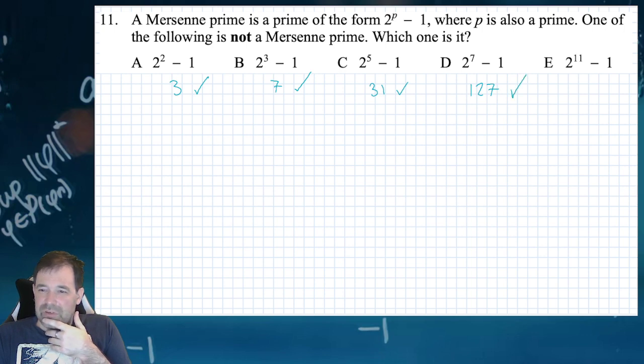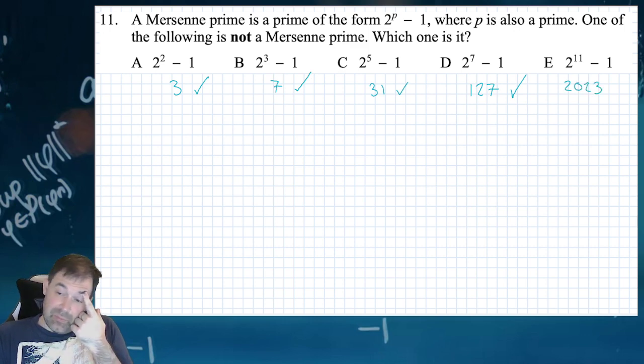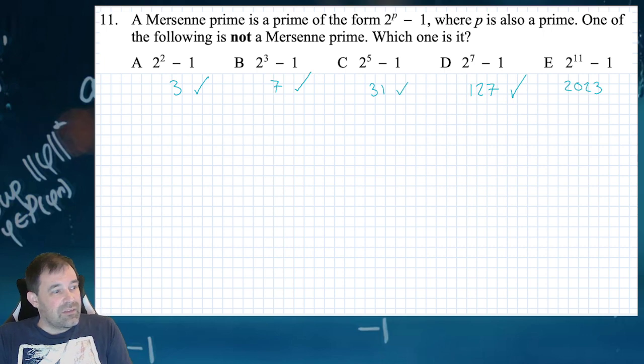So let's just double check this. 2 to the 11 would be 256, 512, 1024, 2048 take 1, 2047. And is that divisible by something? So we could just spend some time working out. I think it's going to be this last one, but is that prime? Probably not.